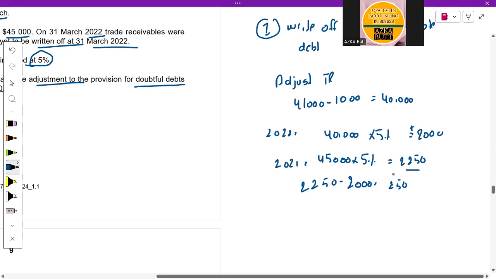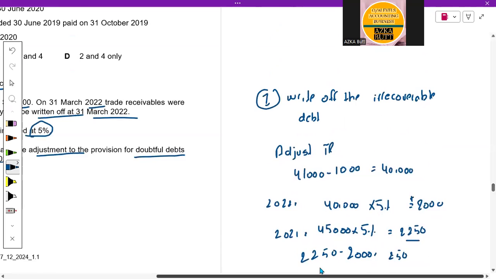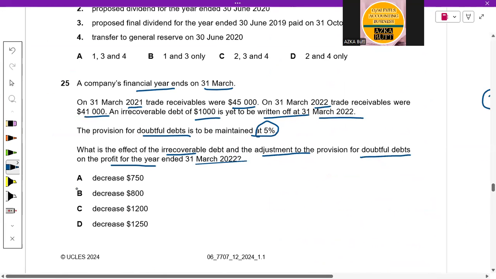So now we are going to determine the effect of this on profit. So irrecoverable debt of 1,000 reduces the profit, and decrease in the provision for doubtful debt, which is 250, increases the profit because less is set aside. So the net effect on profit would be 1,000 minus 250. So the net effect would decrease by 750. So it means that A is the right option.